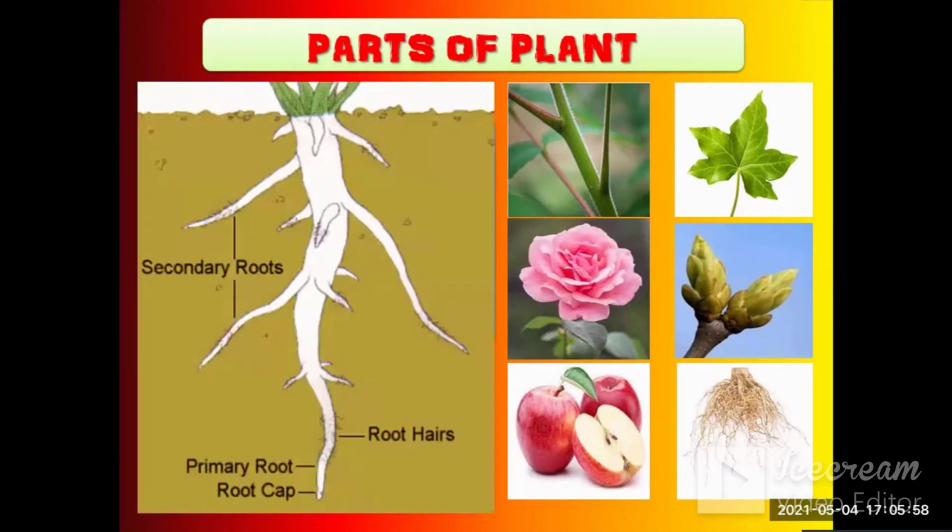There you can see, this is the main root, and it is called the primary root. From the primary root, secondary roots develop, and all the roots have tiny root hairs. The main root has a tip with the root cap. The root cap helps in protecting the root while it grows downward through the soil.